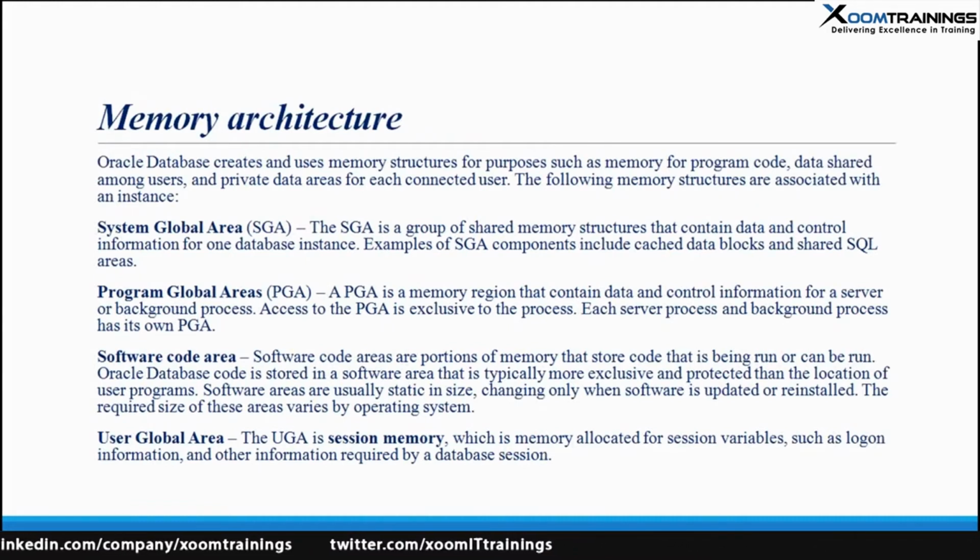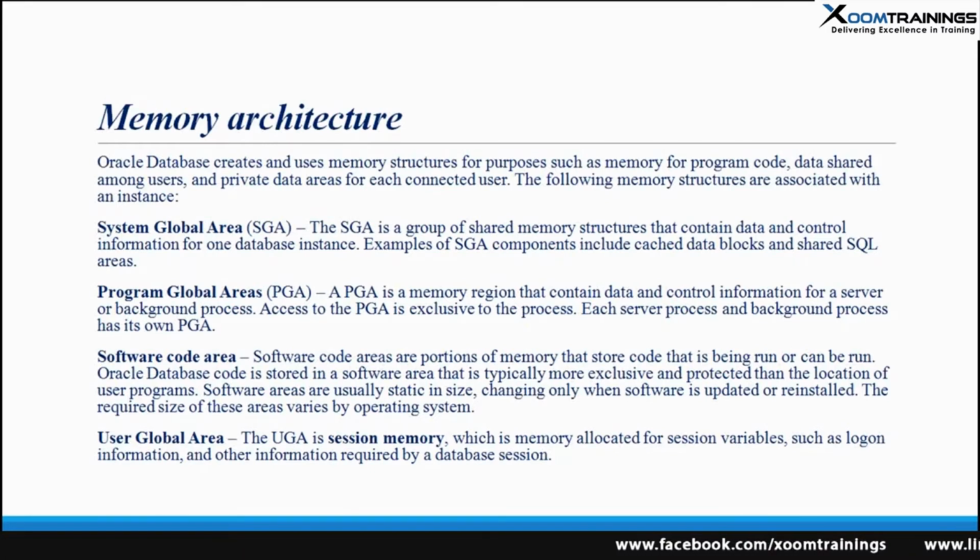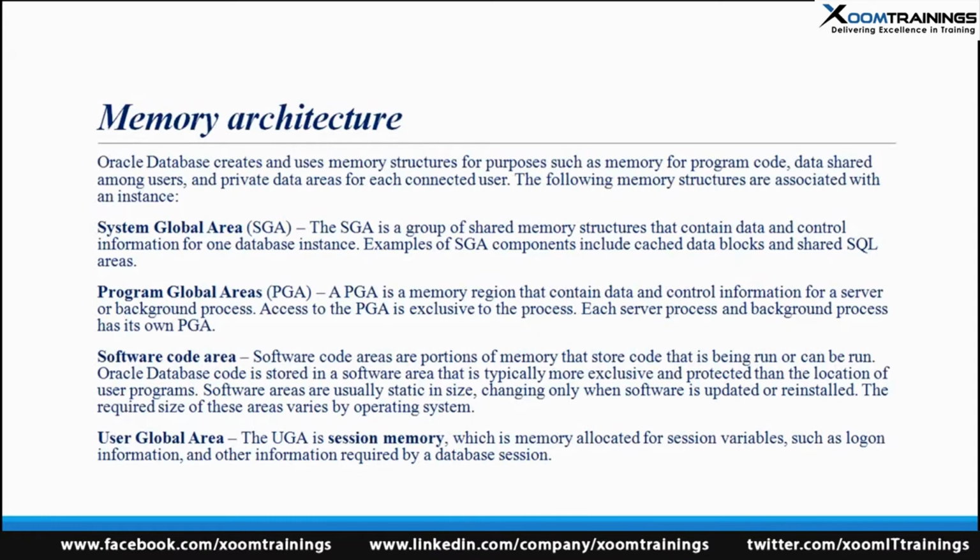So together with the database and the background process, it becomes an instance. Okay, so what does the system global area do? The system global area keeps all the cache, the data blocks. Whenever we are writing a query, it blocks the particular object. So the data blocks information, SQL areas, these kinds of information are in the system global area.